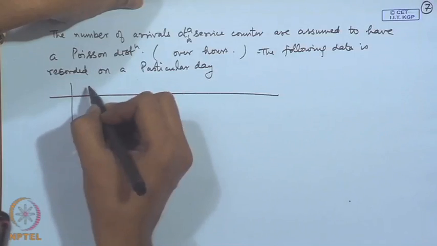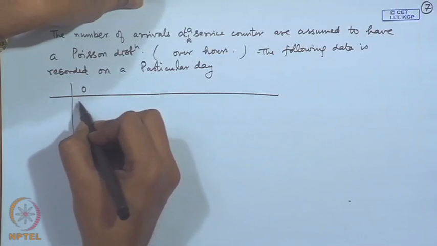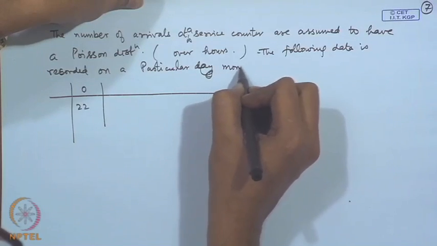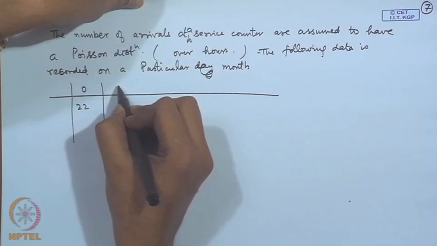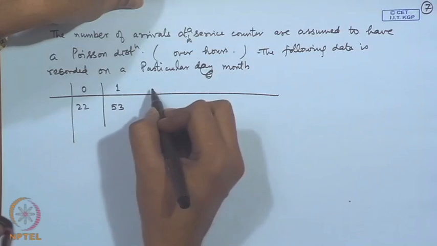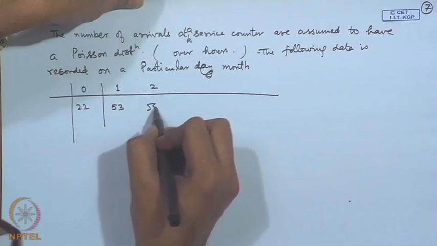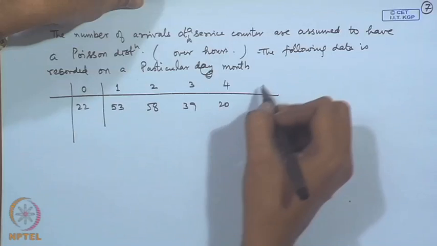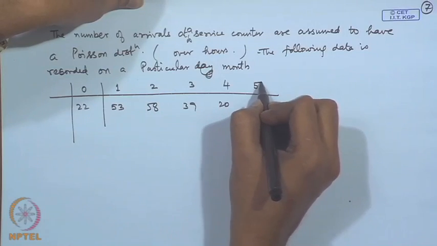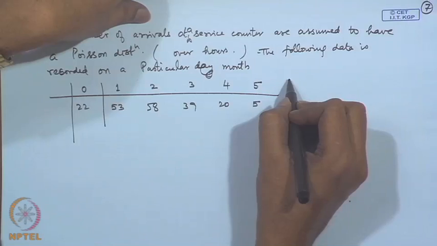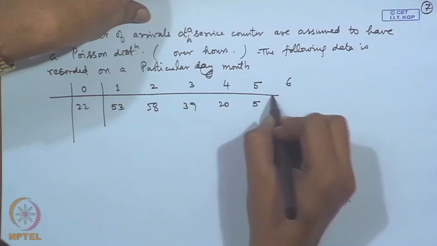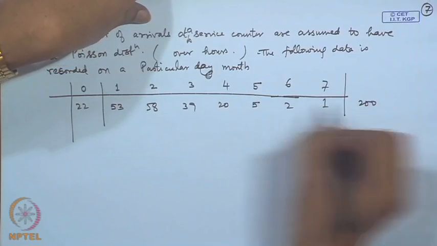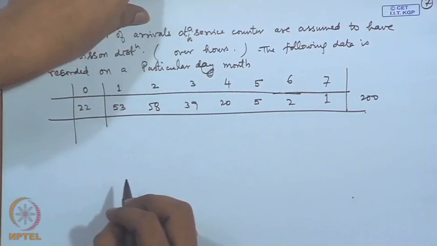So, no arrivals were observed 22 times on a particular month, let me say, sorry, in place of day, and one arrival was observed 53 times, 2 arrivals were observed 58 times, 3 arrivals were observed 39 times, 4 arrivals were observed 20 times, 5 arrivals were observed 5 times, and 6 arrivals were observed 2 times, 7 arrivals were observed 1 time. So, the total data was 200.